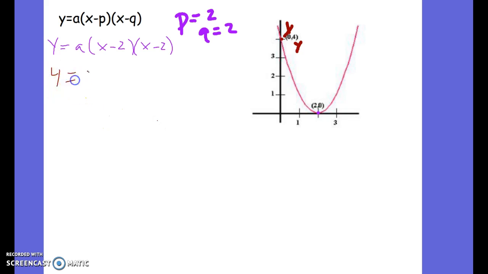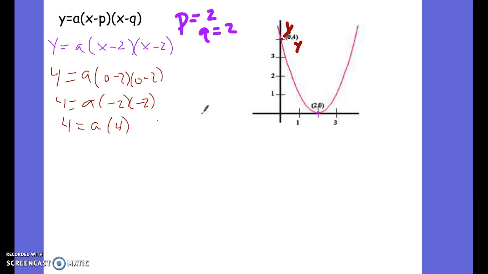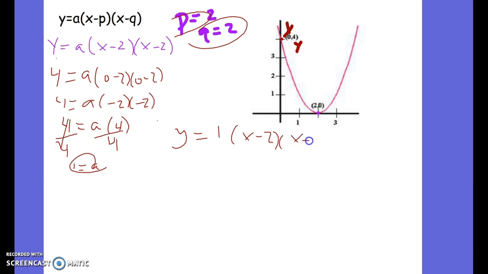So y is 4, a we don't know yet, x is 0, and x is 0. Well, 4 equals a times (0 minus 2), which is negative 2, and then negative 2 times negative 2 is 4. So if 4 equals a times 4, we can divide by 4 on both sides. So a is just equal to 1. So we're going to put our a, our p, and our q into our equation and see what we have. Right now we have y equals 1 times (x minus 2) times (x minus 2).